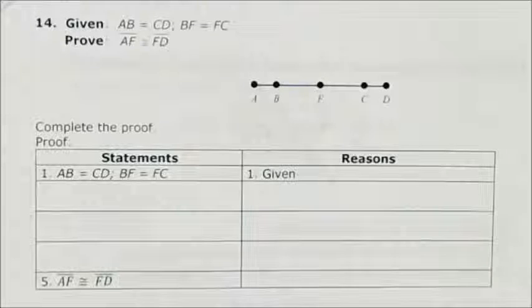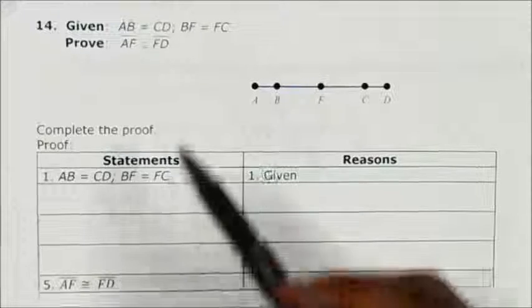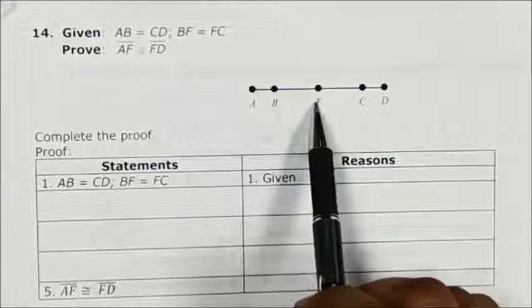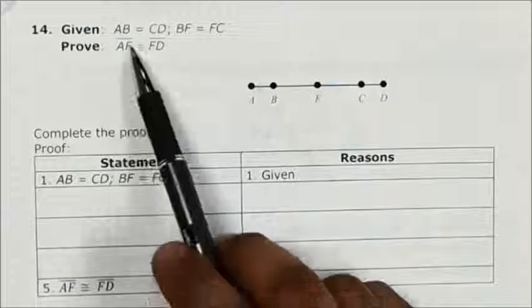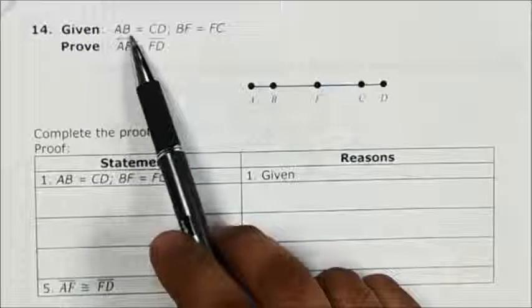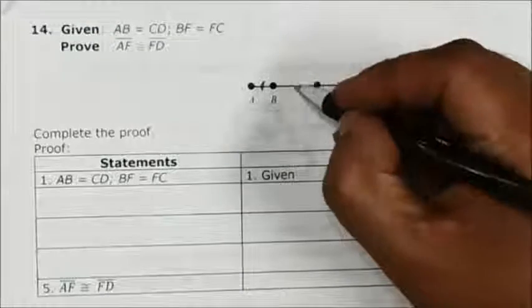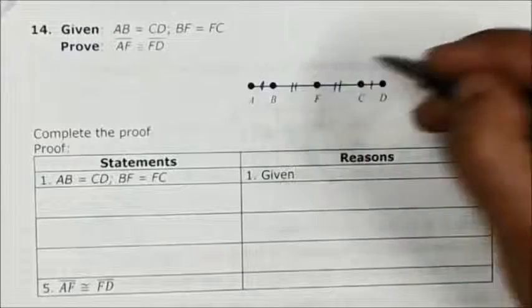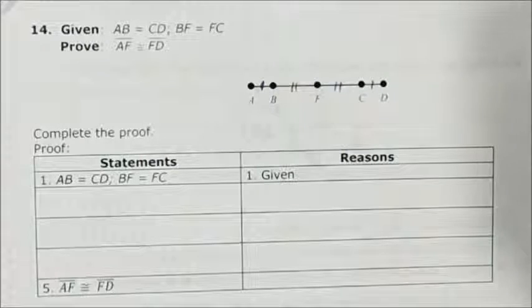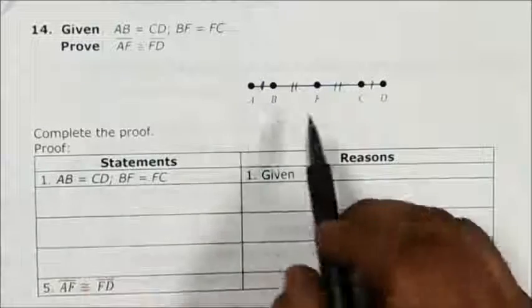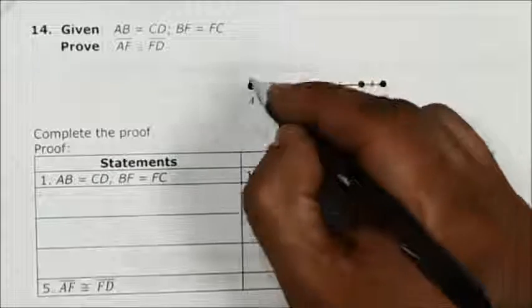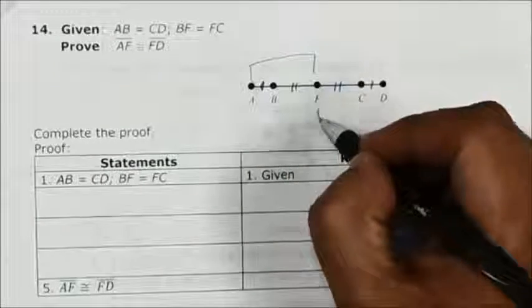All right, moving along with number 14. It's a proof. We've got a diagram here, and then we've got our given statements that AB, the distance from A to B, is equal to the distance from C to D. And then I also know that the distance from B to F is equal to the distance from F to C. And we want to prove that segment AF, which is this segment here, is congruent to this segment here.